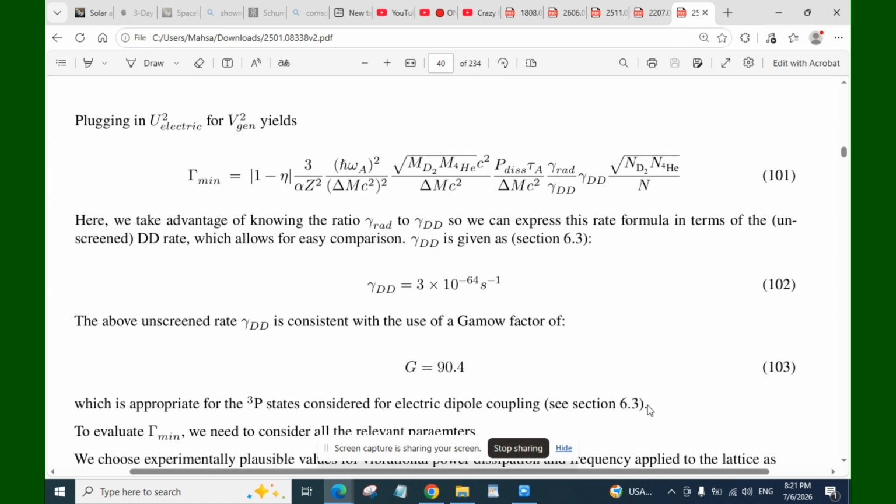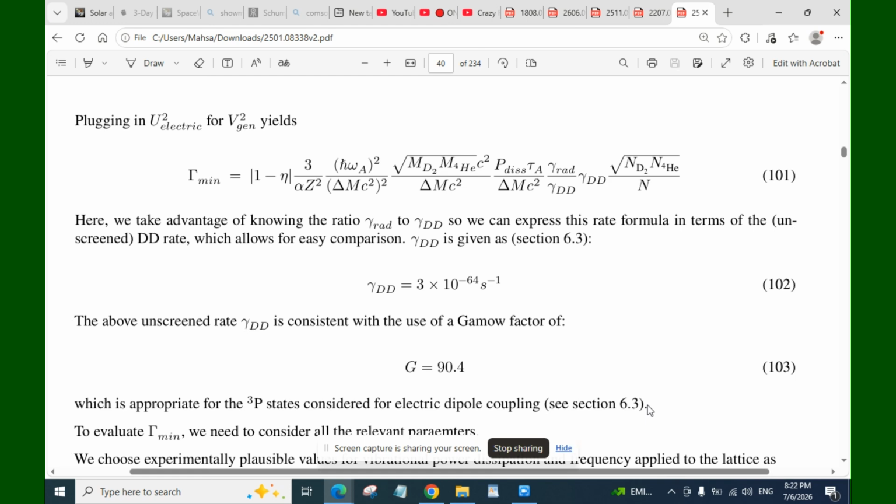Plugging in the U electric to the power of 2 for V gen to the power of 2 yields tau minimum is equal to absolute 1 minus n multiplied by 3 divided by alpha z to the power of 2 multiplied by h omega r to the power of 2 divided by delta mc squared, all to the power of 2, again multiplied by square root of m deuterium m helium c to the power of 2 divided by delta mc to the power of 2, multiplied by p dissipation tau r divided by delta mc to the power of 2, gamma radiative divided by gamma deuterium, multiplied by gamma deuterium square root, n deuterium and n helium 4 divided by n.